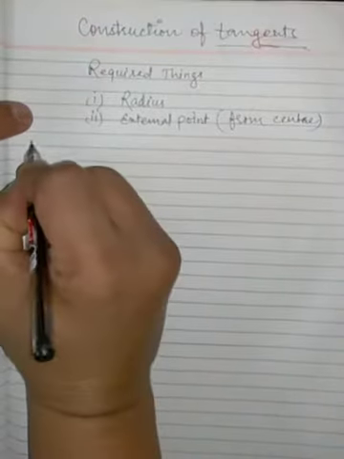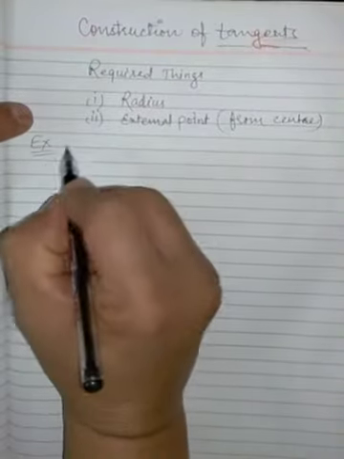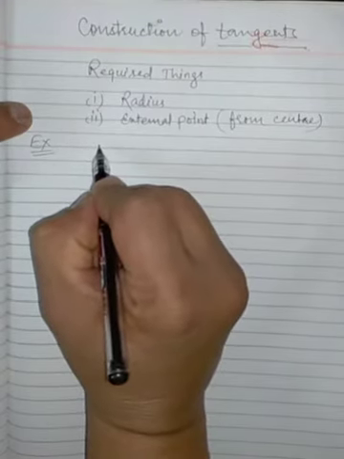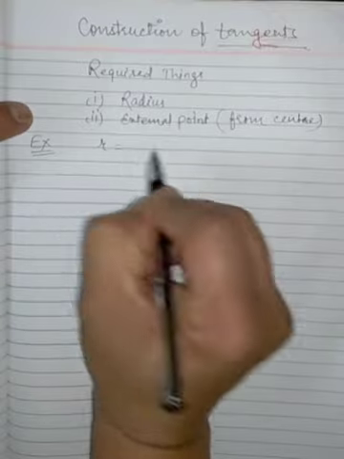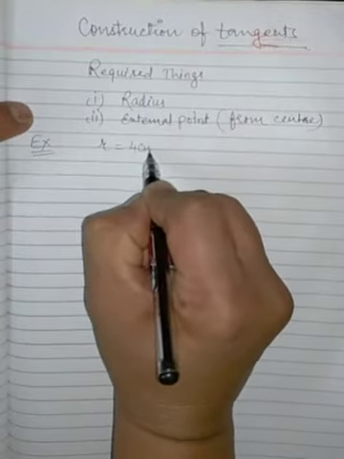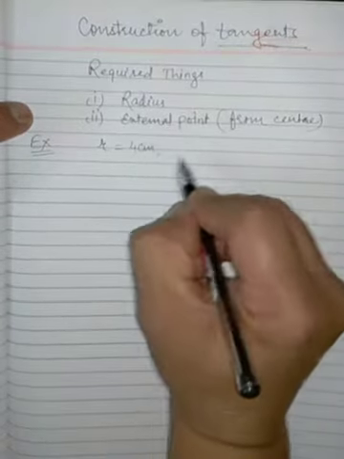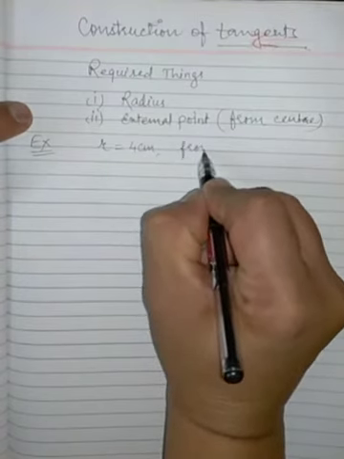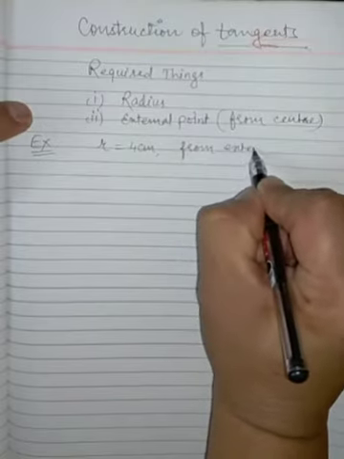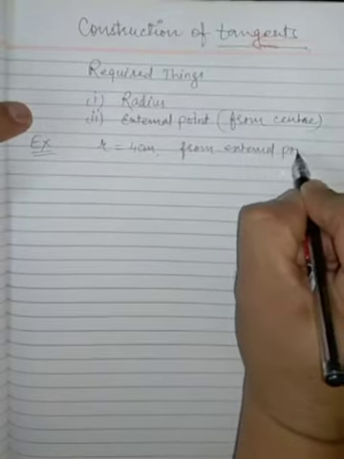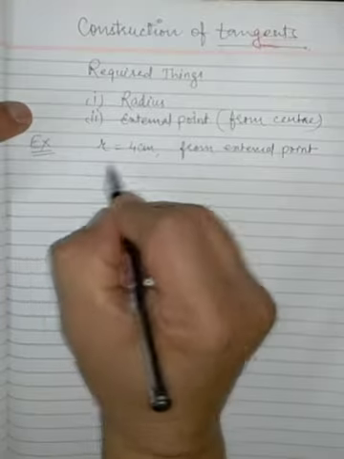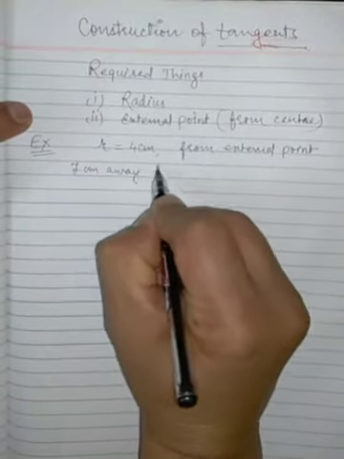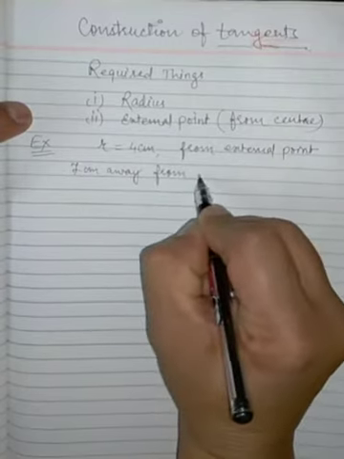Okay? For example, let us draw a tangent with circle of radius 4 centimeter, and a pair of tangents is to be drawn from an external point 7 centimeter away from center.